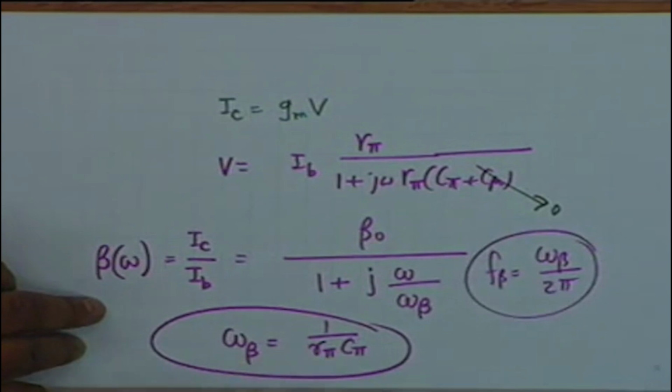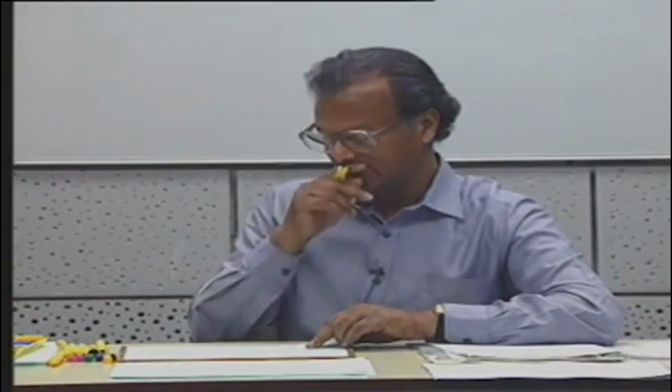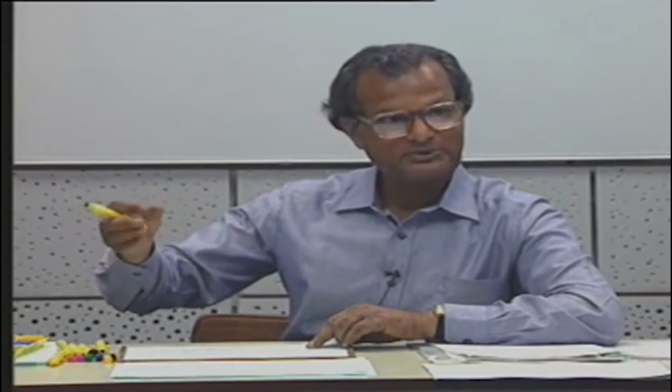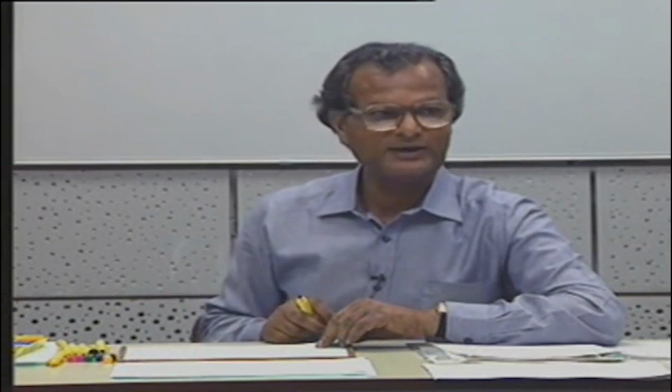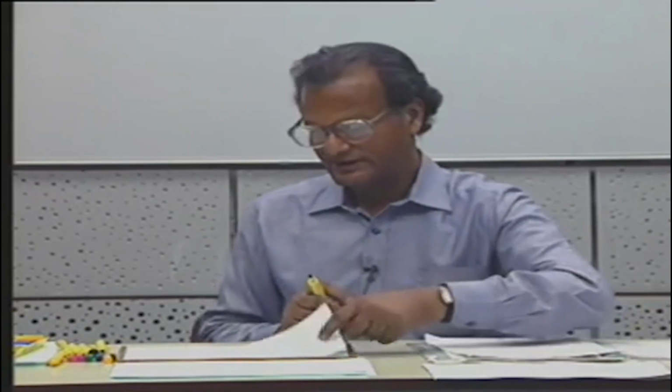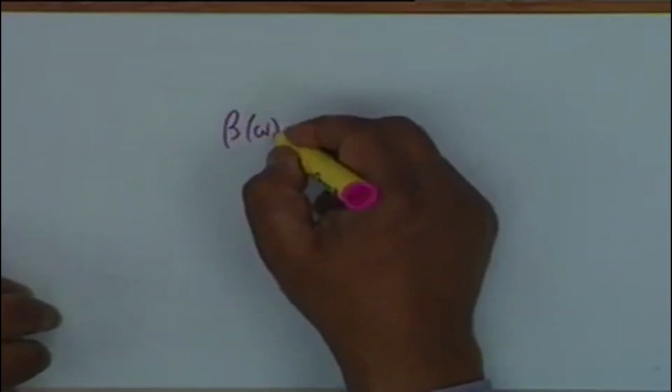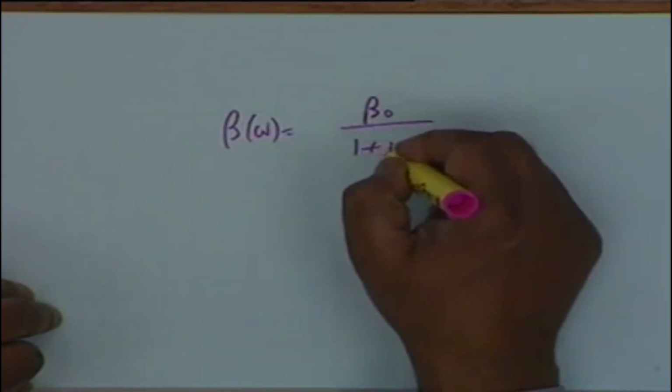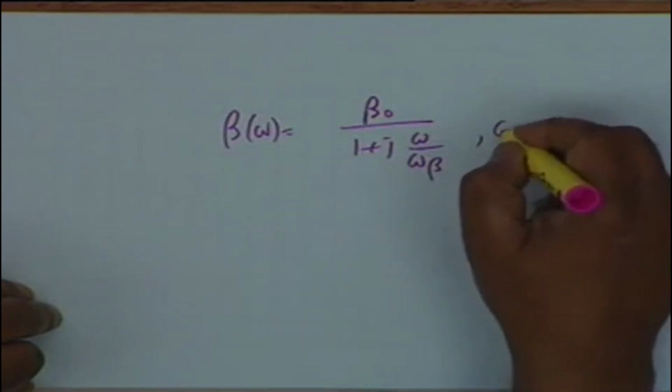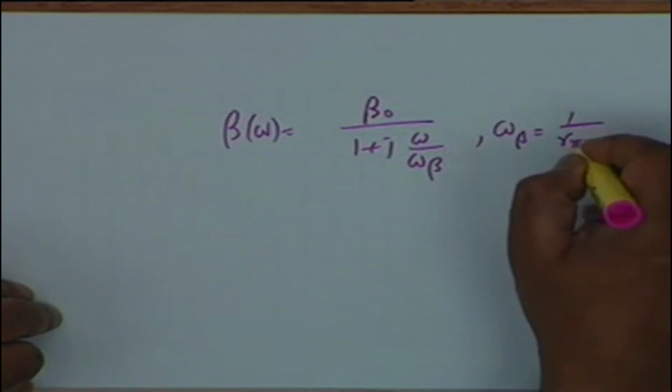Can you now give a definition of F beta? F beta is the frequency. Well, if you measure beta from low frequencies to extremely high frequencies, then the high frequency at which beta falls by 3 dB is the frequency F beta, and therefore F beta is known as the beta cutoff frequency. Alright, let me write this again. Beta of omega is equal to beta 0 divided by 1 plus j omega by omega beta. Omega beta is equal to 1 by r_pi C_pi.